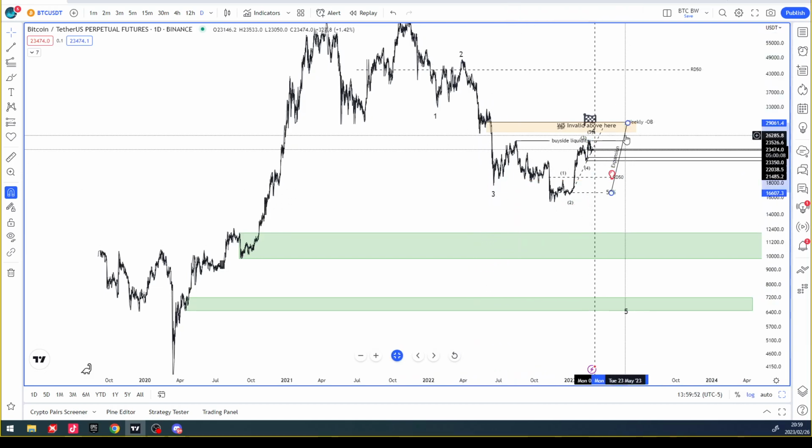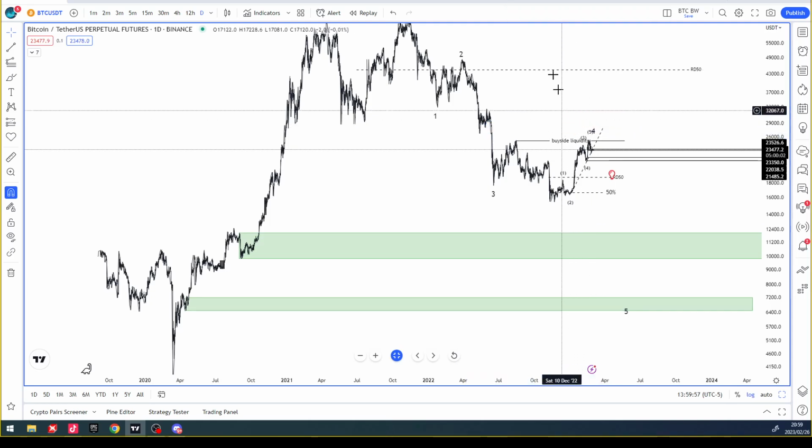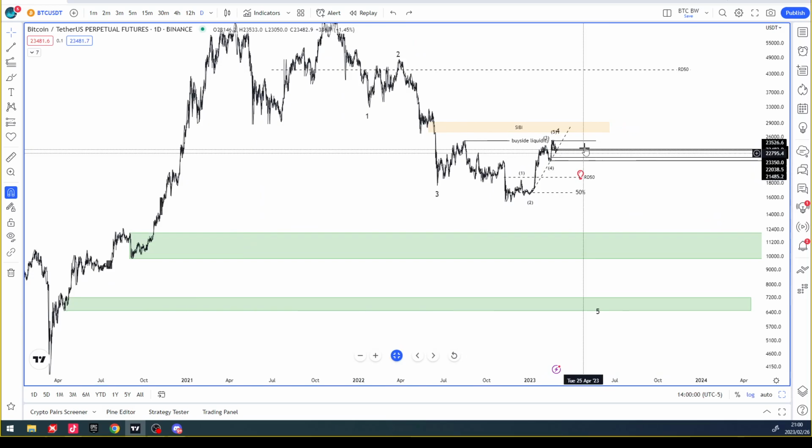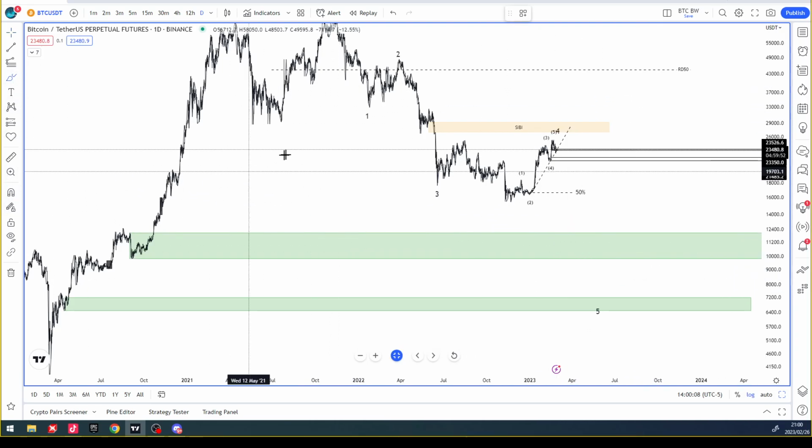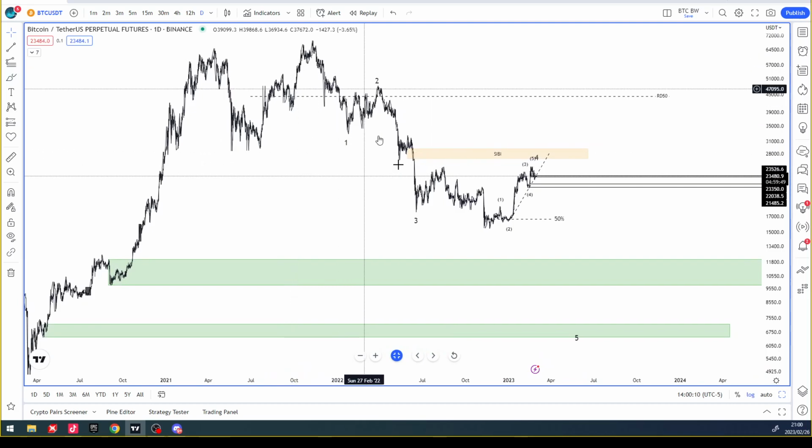And if that is the case, then let's just get rid of this. What that actually does mean is that in a five wave move, you need one extended wave and one wave that subdivides into five clear waves. Now the extended wave does not have to be the subdivided wave, but you can have a situation, like I've said before, where the extended wave is the extended wave and the subdivided wave.